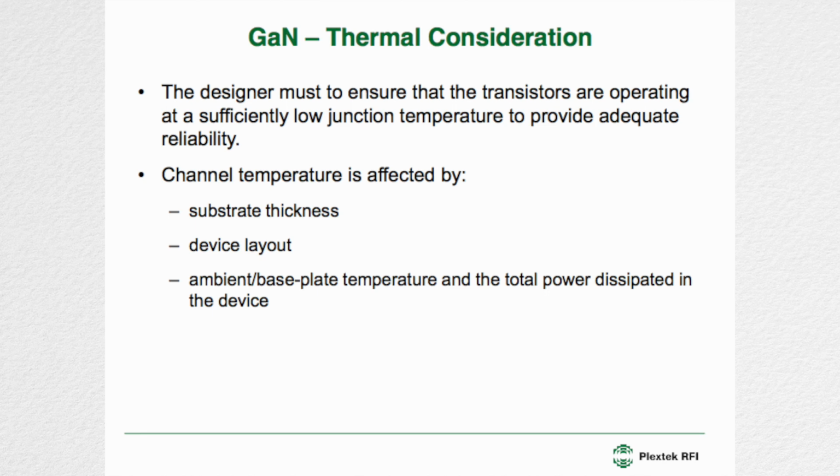Device layout. When you get a PDK for the process, you have a set of transistors with a given layout. These are the transistors that have been modeled. You can develop your own transistors. You can adjust the layouts to spread the fingers. Not all foundries like this. However, you then need to think about modeling those transistors to accurately predict the performance. The ambient/base plate temperature and the total power dissipated in the device, these are two things that you have control of.